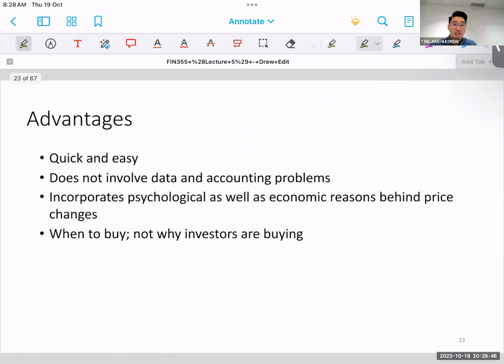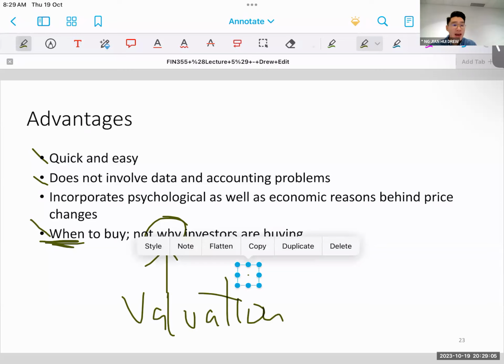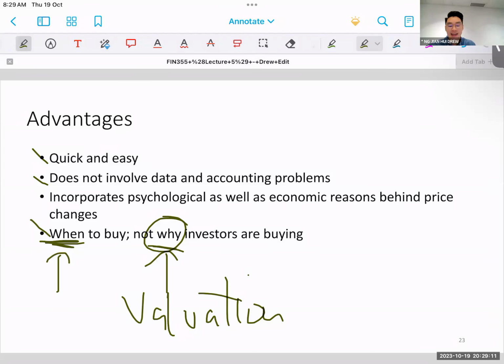Just some advantages. Can have a look at it. It's quick, easy. Does not import data. Just look at charts. It tells you when to buy but not why. So this is important: when but not why. So the why is using the valuation, right? Valuation methods that we talked about: FCFE, FCFF, RI, DDM. So those are the whys, right? But when to buy is given by your technical analysis.